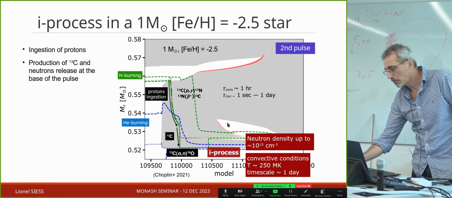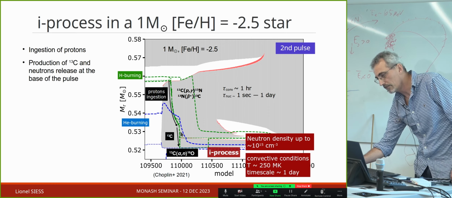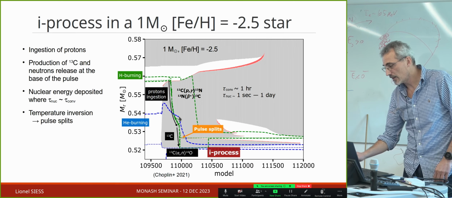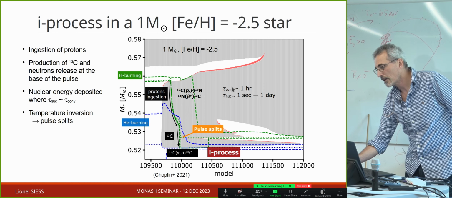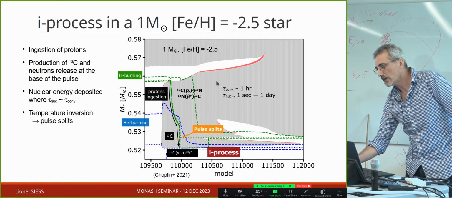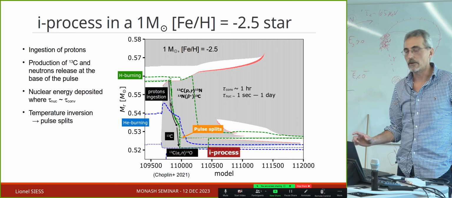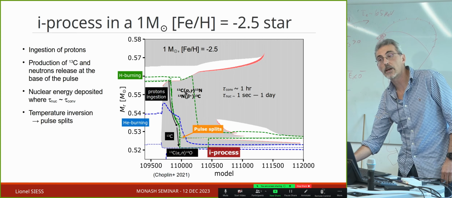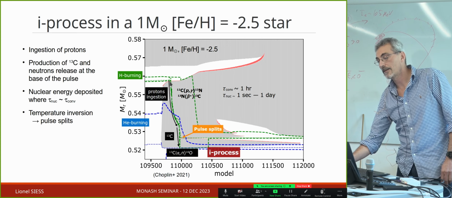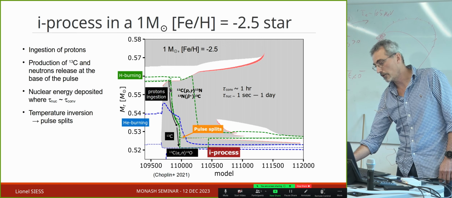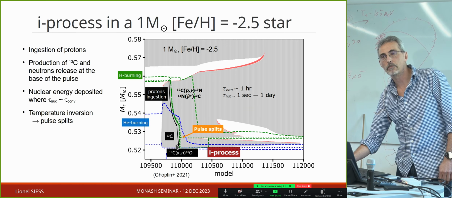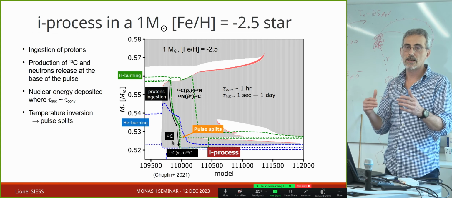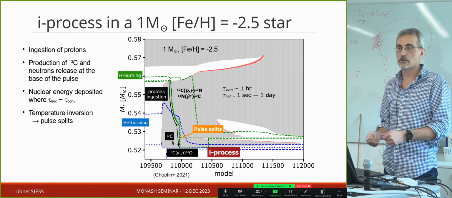And protons, they are dragged down in the convection zone. And the typical convective time scale is of the order of 1 hour. But the burning time scale of the C12 p gamma reaction is, let's say, a day at the bottom of the hydrogen burning shell, but it's 1 second at the bottom. And there is a place inside the pulse where the convective and burning timescales are equivalent. And this is where most of the energy is released.